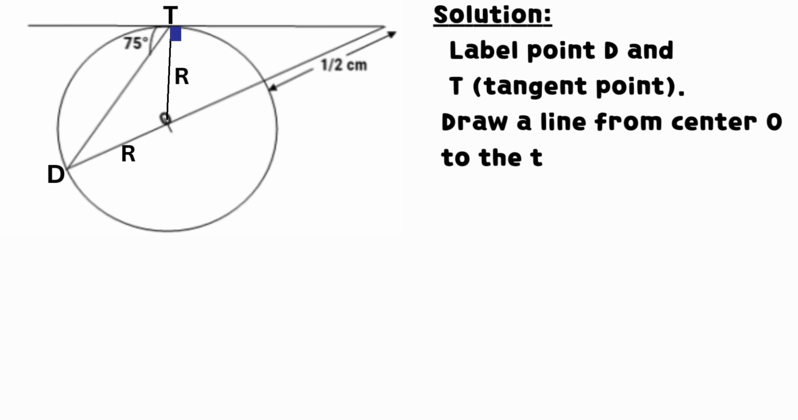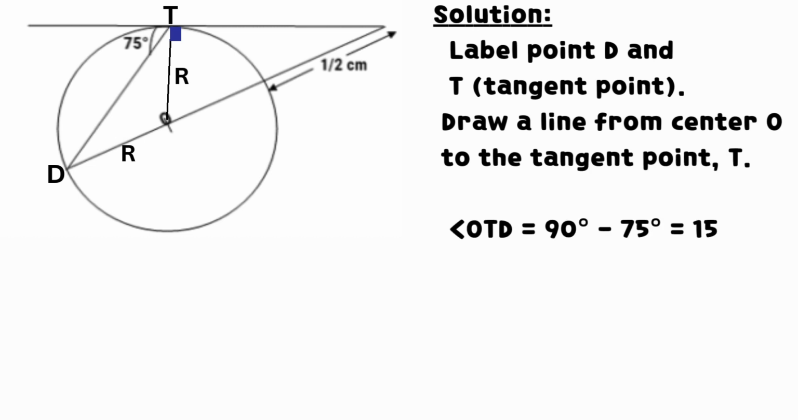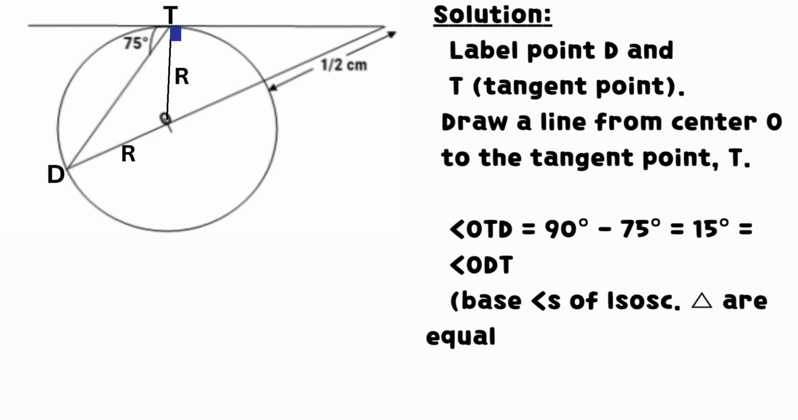Label point D and T. T is a tangent point. Draw a line from center O to the tangent point T. So that angle OTD equals 15 degrees, which equals angle ODT. It is because base angles of an isosceles triangle are equal.